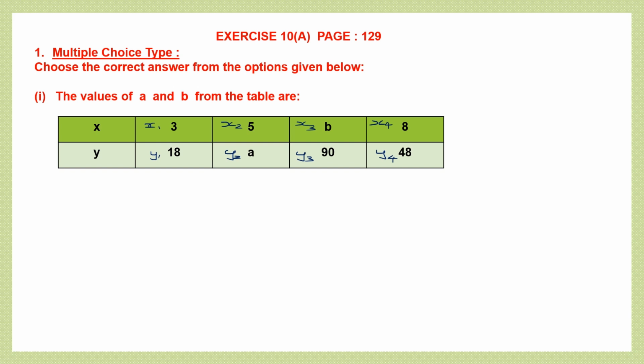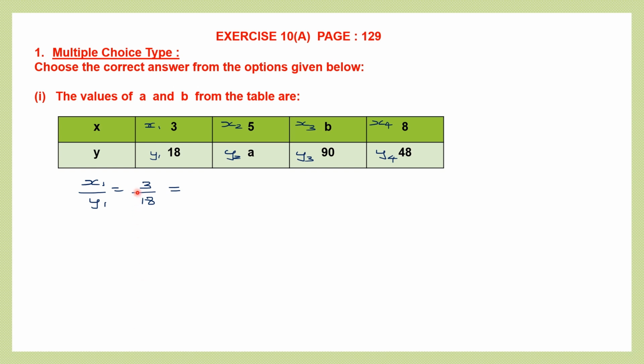Now we have been asked to find the values of A and B. So A and B are the unknown values. Now what are the values that are given to us? So let's take this. That means x1, y1 is given to us. We need to find the ratio of x1 and y1. So x1 by y1 is equal to 3 by 18. Let's reduce it to the simplest form.